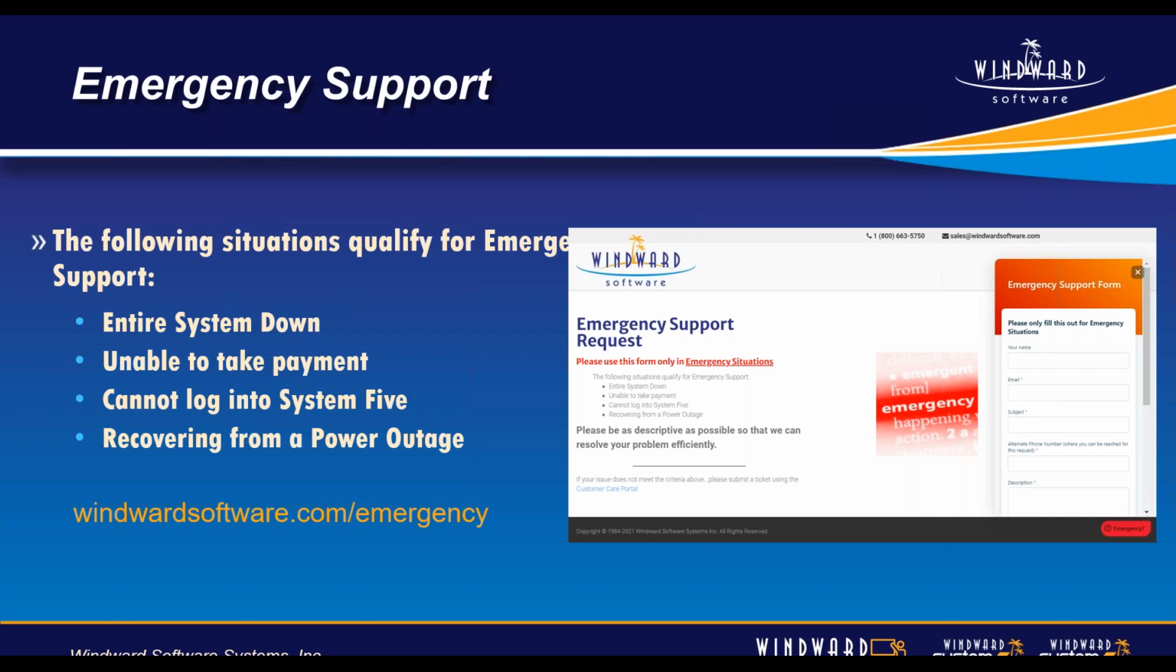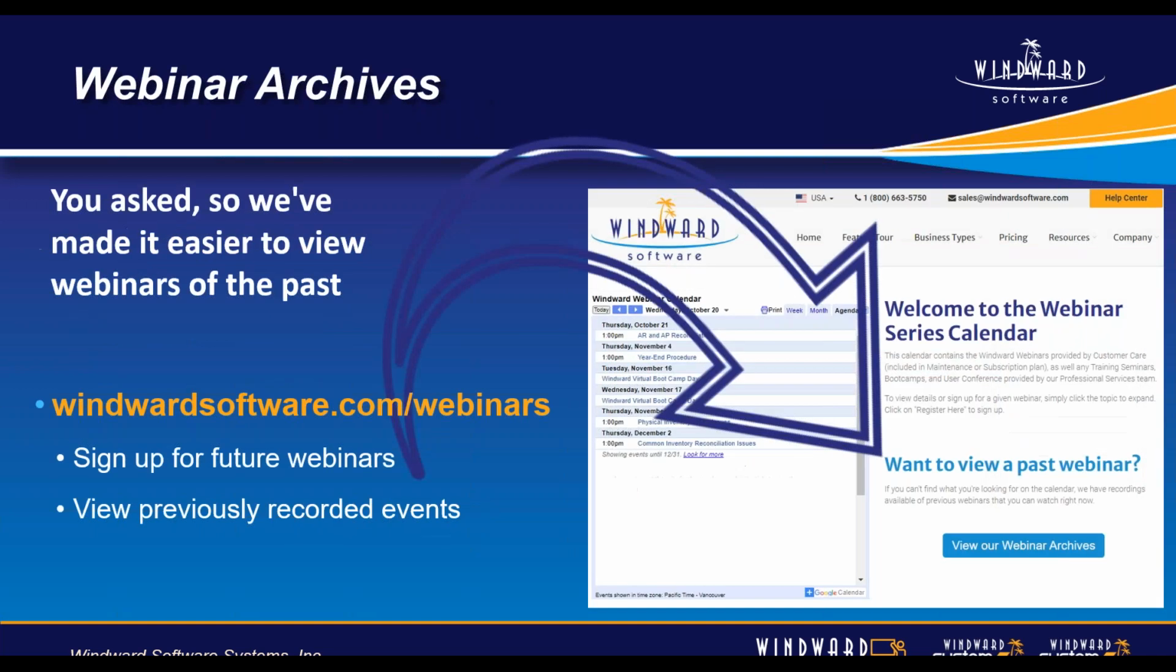An emergency is when your entire system is down, you're unable to take payments, you cannot log into System 5, or you're recovering from a power outage. Other issues, apart from those, will be regular support tickets. You can either call or email support, or log into the portal.